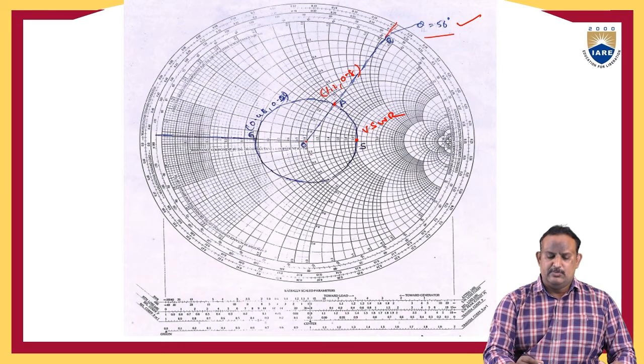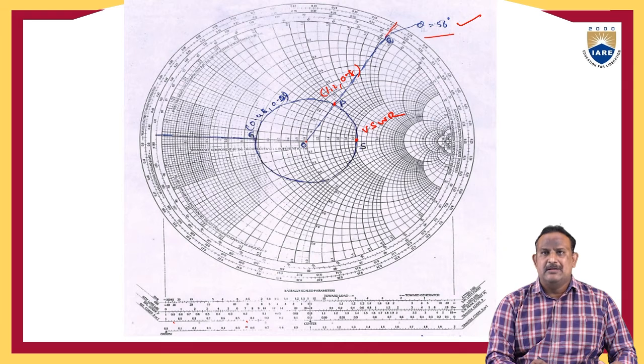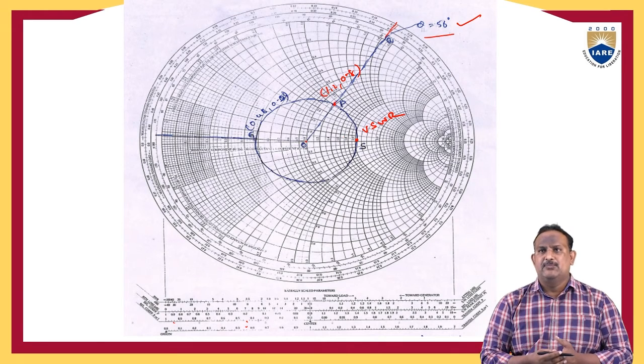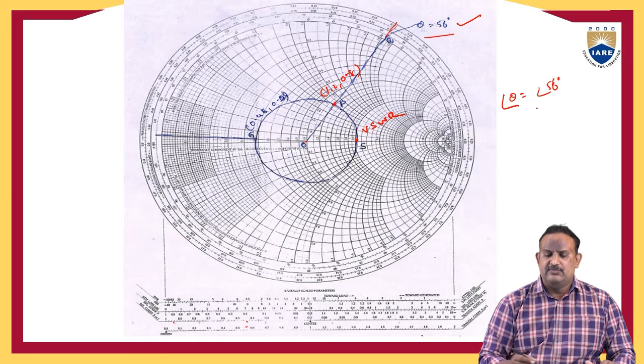So let us assume the OP distance is 10 centimeters. On the reflection coefficient scale, measure the distance. That will give us the magnitude of the reflection coefficient. In another way, we can find the magnitude of the reflection coefficient. Here the angle theta is equal to 56 degrees. We need to find out the magnitude.